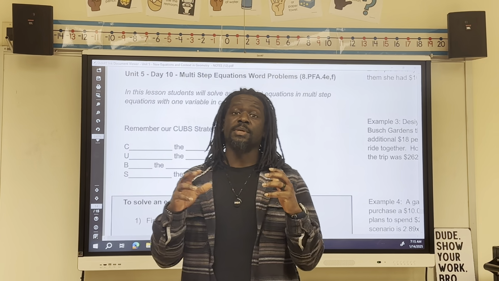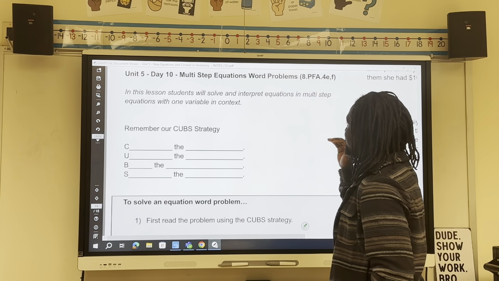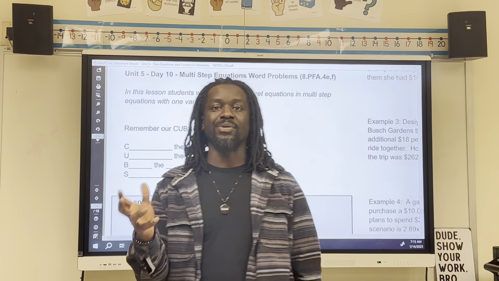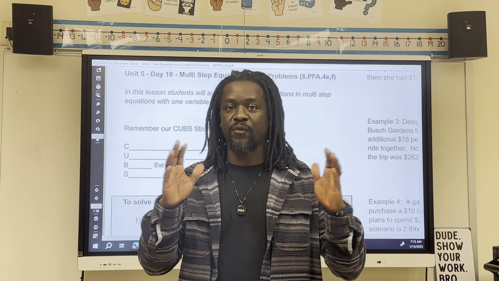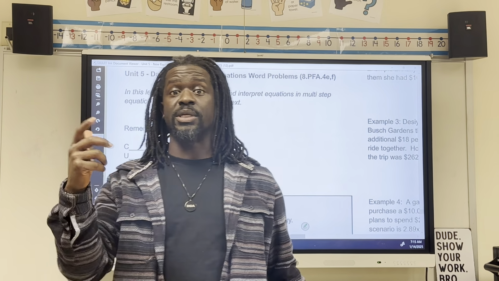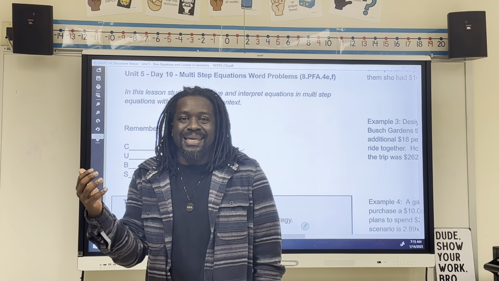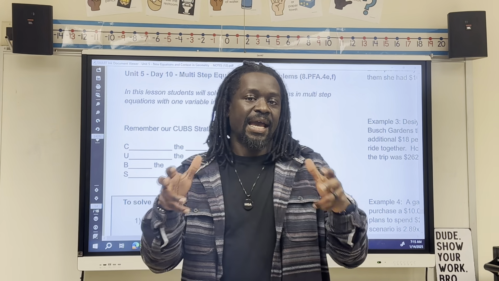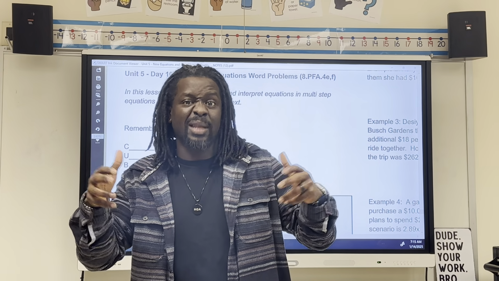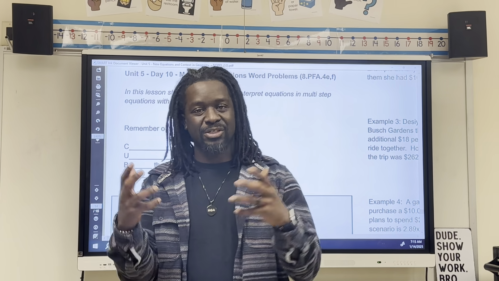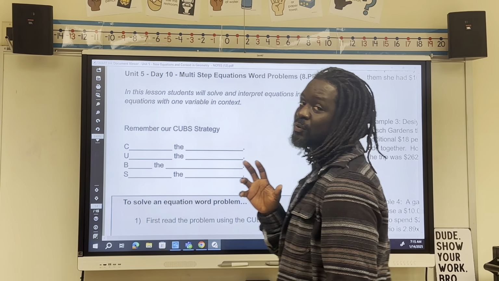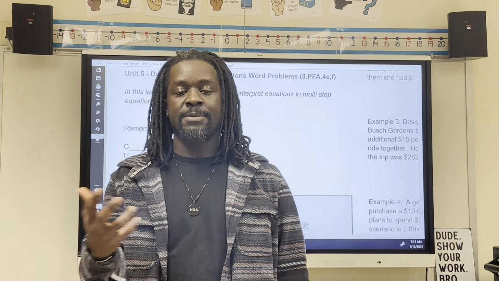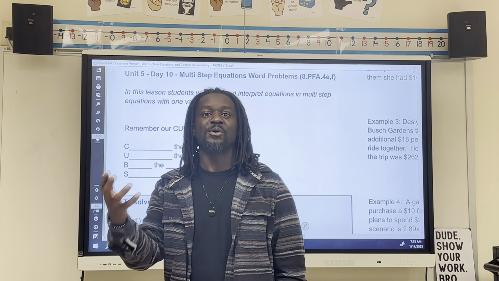Today we are going to be solving multi-step equations that are all in context in word problems. In the last lesson, we were just looking at phrases and translating those into algebraic equations. But in today's lesson, we're actually going to be looking at actual context and real life situations and then solving them. To get us started, I want to remind you of how we really attack word problems.